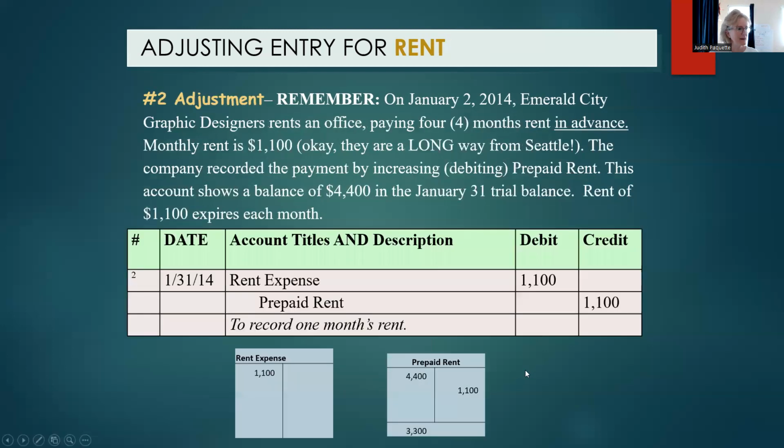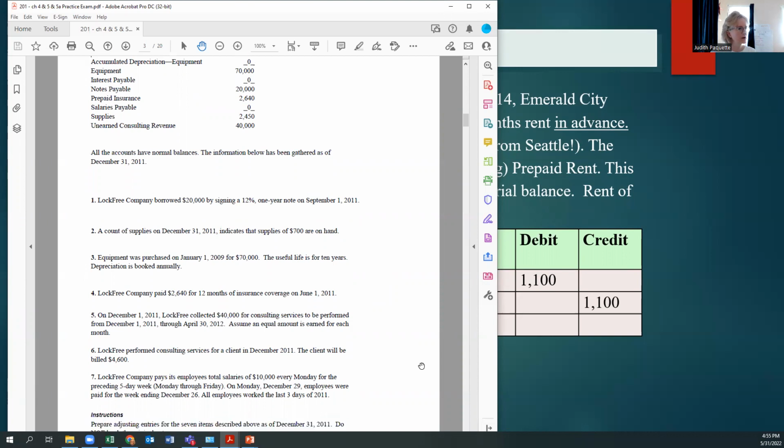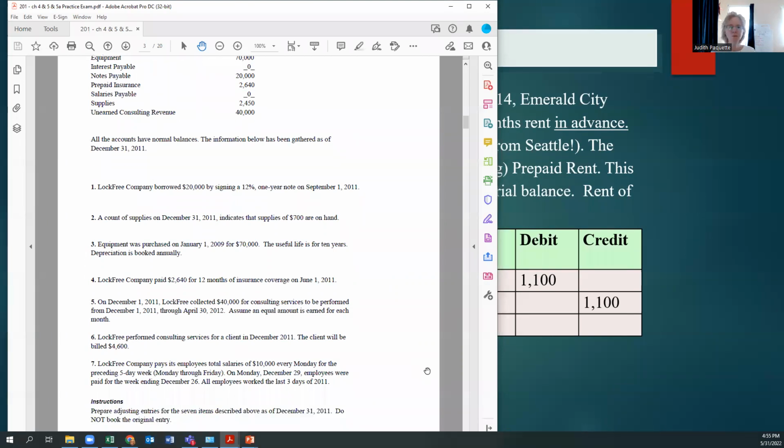Okay, so let's quickly look over here. Do we have a prepaid rent? And by the way, it could be rent or it could be insurance. So don't get tied up if it must say rent. If it says insurance, do the same thing, but change the account titles to insurance instead of rent. Okay, so which one, if any, is our prepaid entry? What number is it?